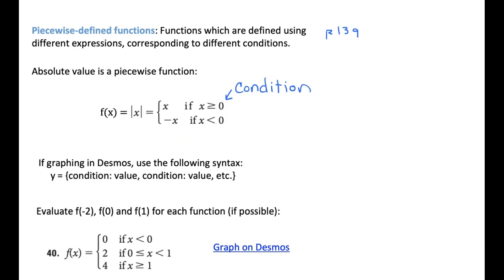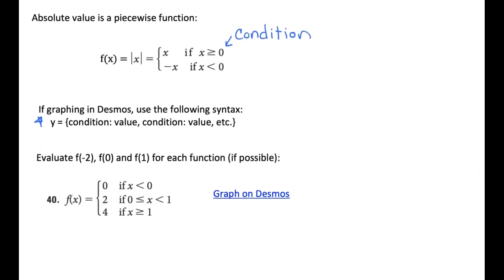If you're graphing on Desmos, I'm going to show you an example of that. You use this syntax right here. Condition, which means what's happening with the values. So if the values are greater than a certain number or less than a certain number, you put that first, then you put a colon, and then you put what the value would be, and then comma, the next condition, and you have to use the curly brackets at the end of either side. Okay, so we're going to try one of these.